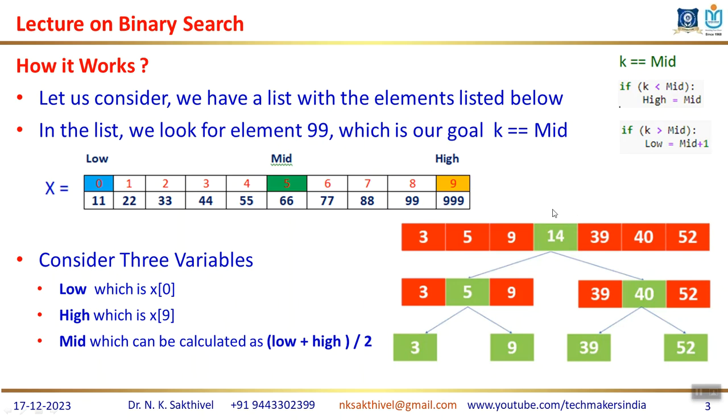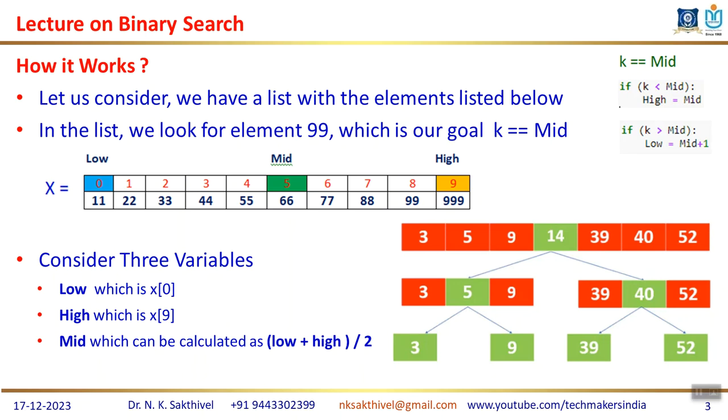Isn't it? Mid value is x of 3. So here, the mid value becomes low. That means mid plus 1 is 39, so this becomes low. As far as high is concerned, same values. So understand, these two conditions are very important before searching.